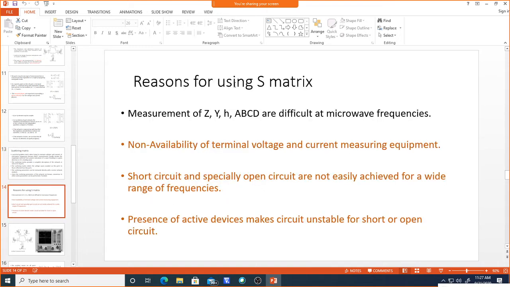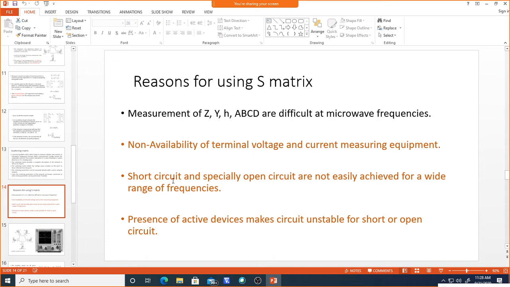Now what are the reasons behind using this S matrix? As I said, for the terminal voltage and current, there is no measuring equipment that measures voltage and current directly. That's why the S matrix is very useful, because it is the characteristic of the microwave network. It is directly extracted from the power, which is based on the incident voltage and reflected voltage. It is directly measured from power, and then we can extract the voltages.